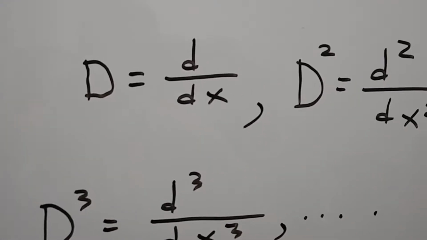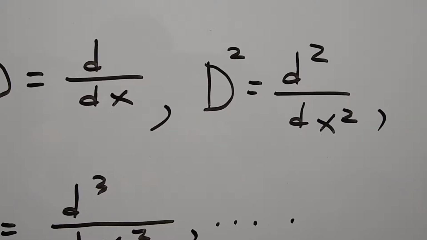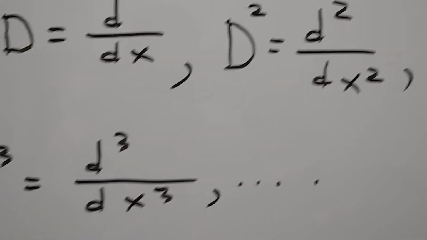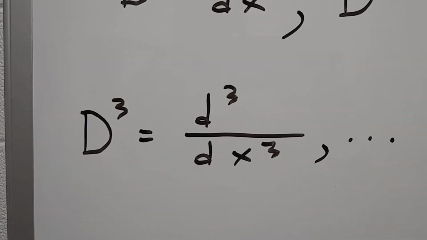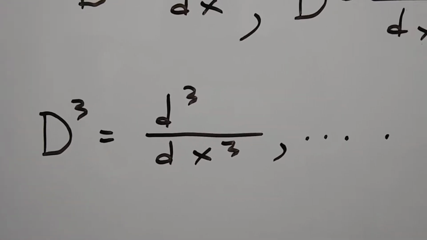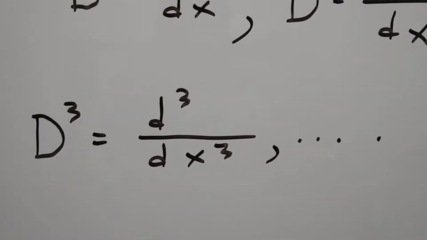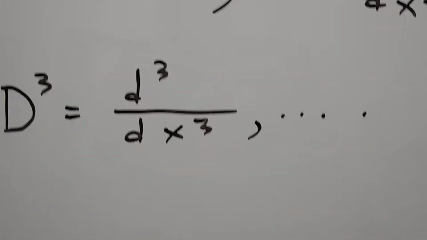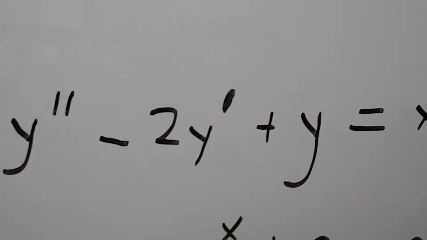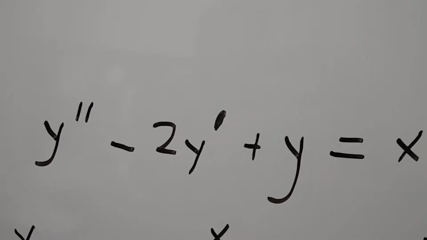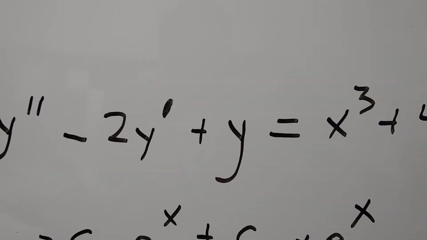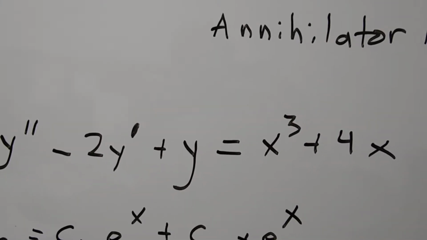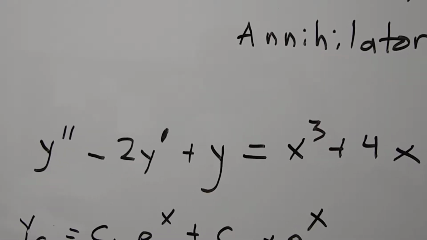Big D is going to be d/dx, D squared is d squared/dx squared, and D cubed is d cubed/dx cubed. And eventually D^n is going to be d^n divided by dx^n. So what is the equation I want to solve? It's going to be y double prime minus 2y prime plus y is equal to x cubed plus 4x.